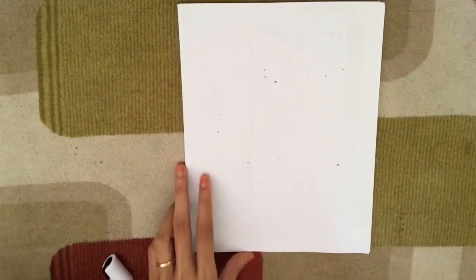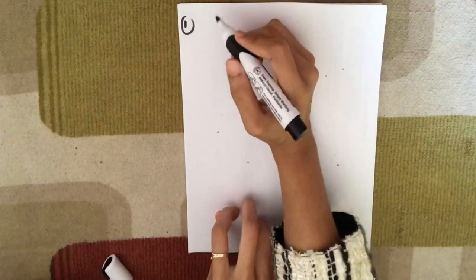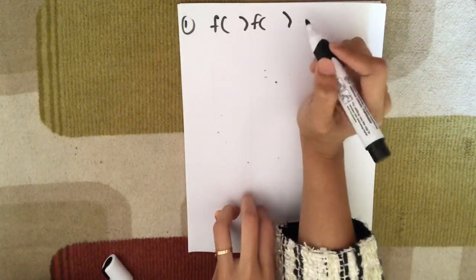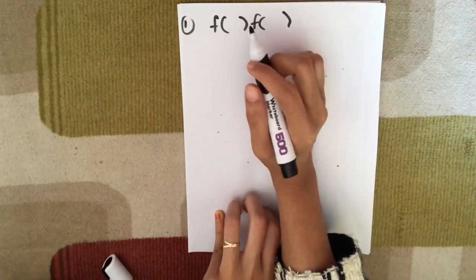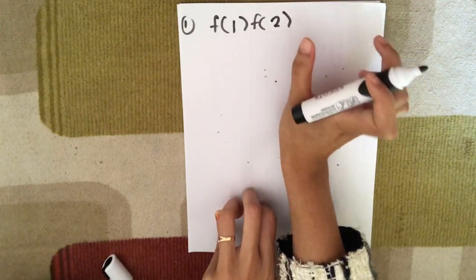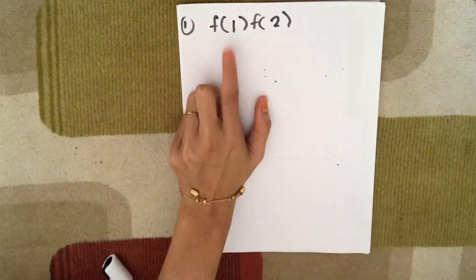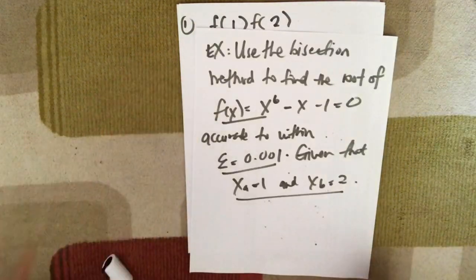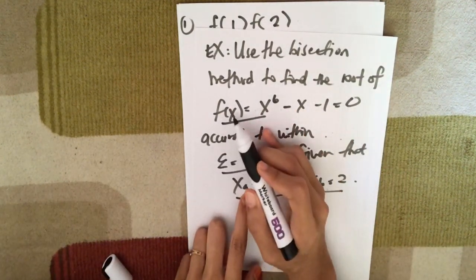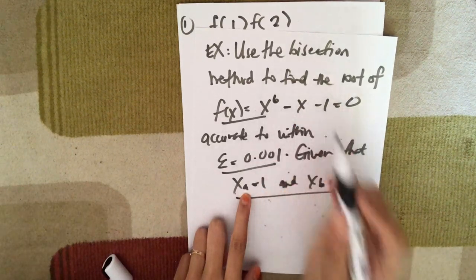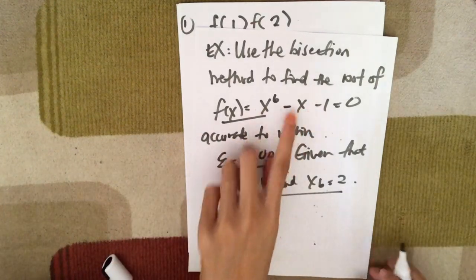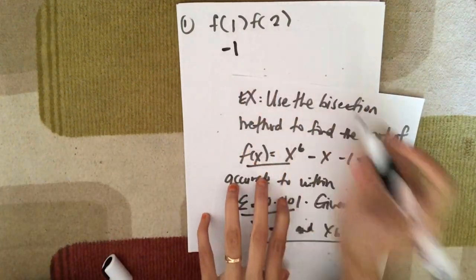Okay, step number 1. What do we do? Find out f(xa), f(xb). So what is your xa just now? Your xa just now is 1, your xb is 2. Then you need to check whether the product is less than 0 or not. How to find f(1)? What this means is this is your function f, so you just substitute 1 into x. So what do we have here? 1 minus 1 minus 1, negative 1. So this one is negative 1.